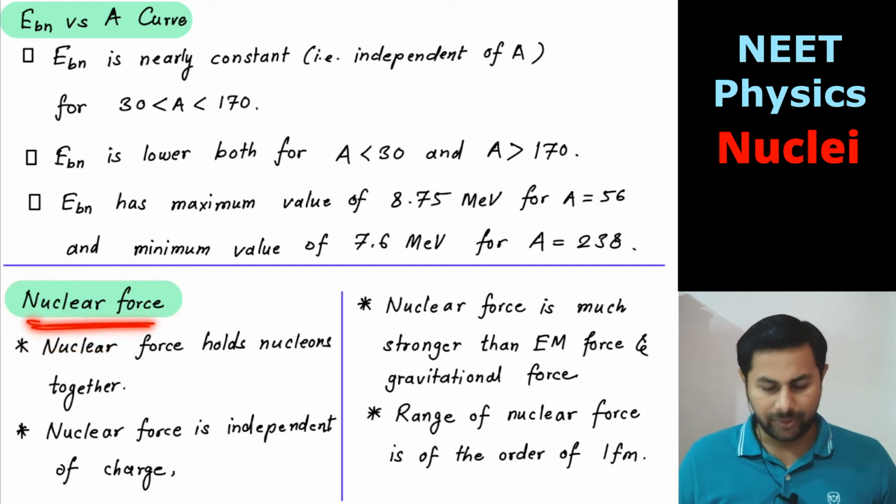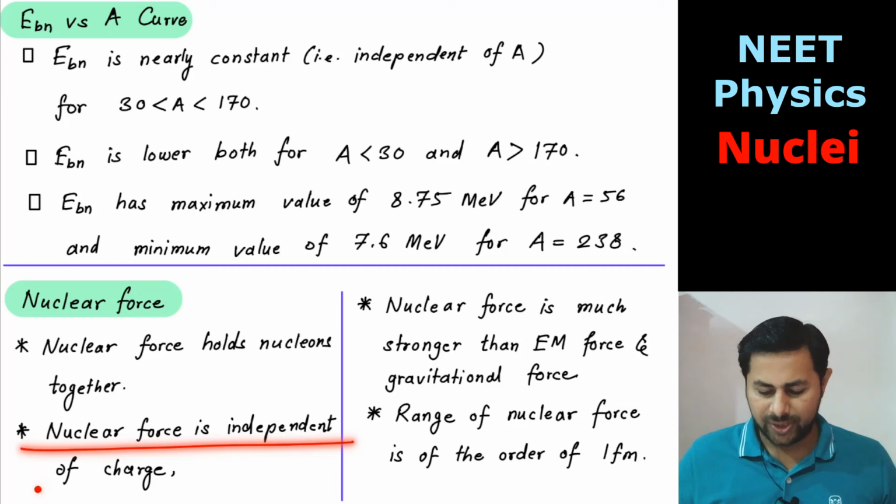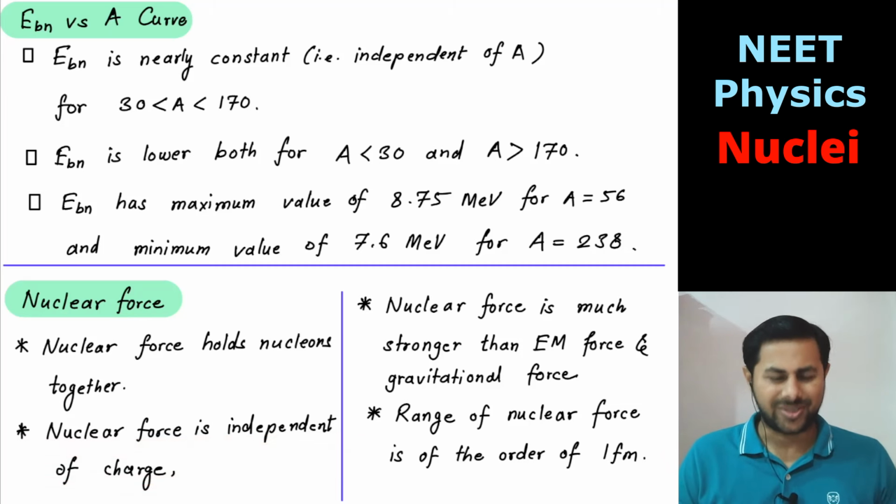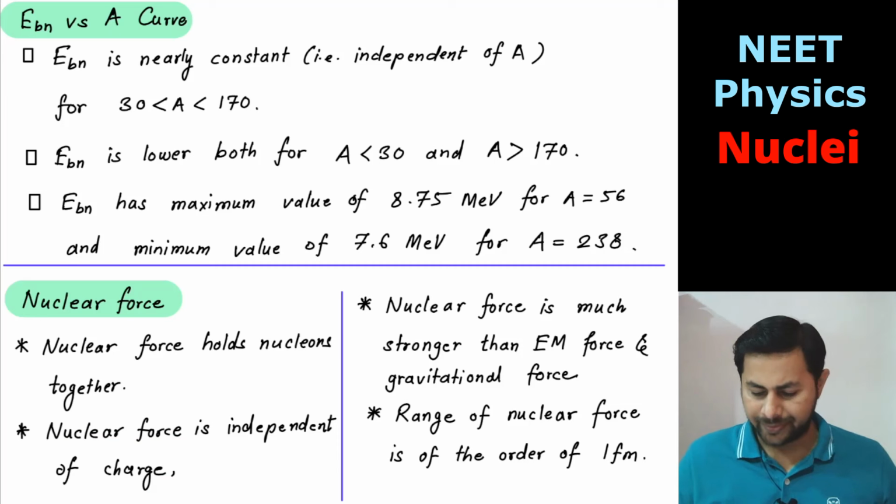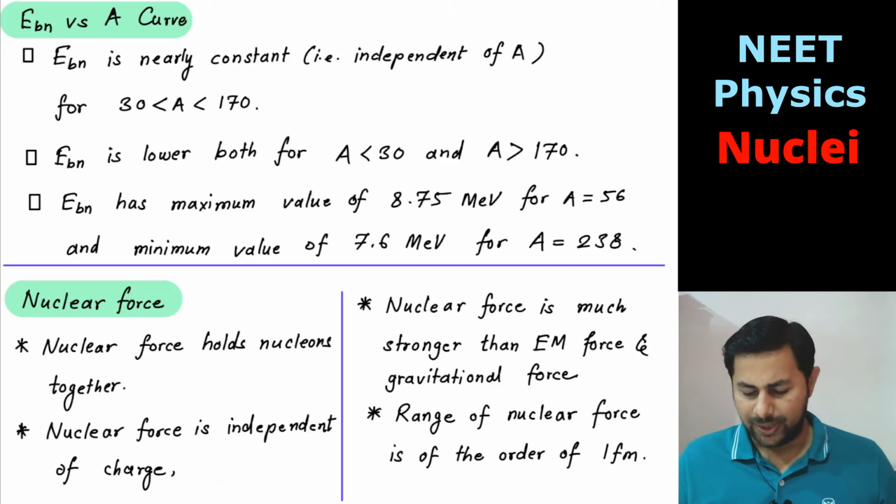It is the nuclear force. So nuclear force holds the nucleons together, and nuclear force is independent of charge. There are protons and neutrons inside the nucleus, so this nuclear force is not biased at all. The force between two protons would be same as the force between a neutron and a proton, and the same as the force between two neutrons. So nuclear force does not depend on the charge.